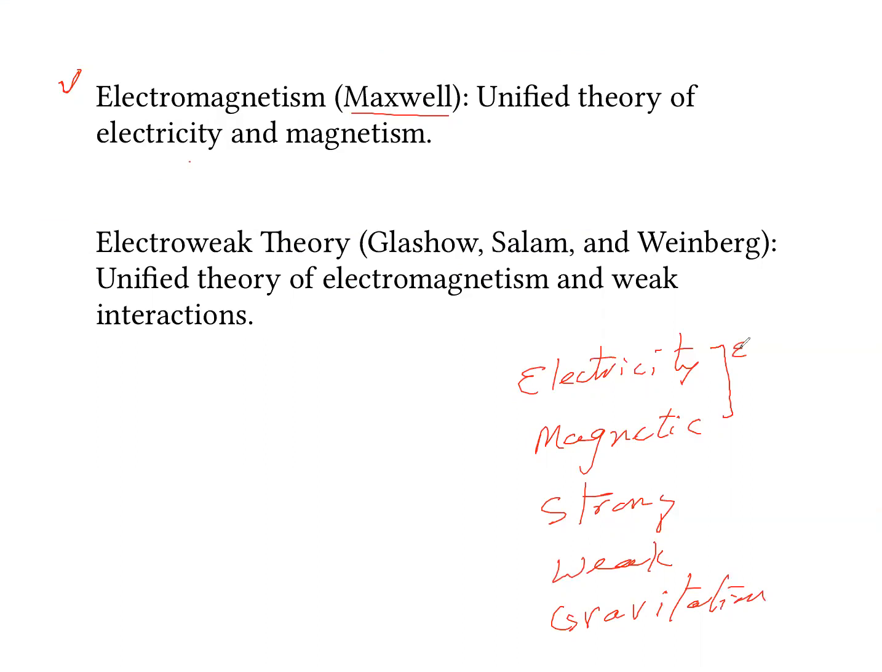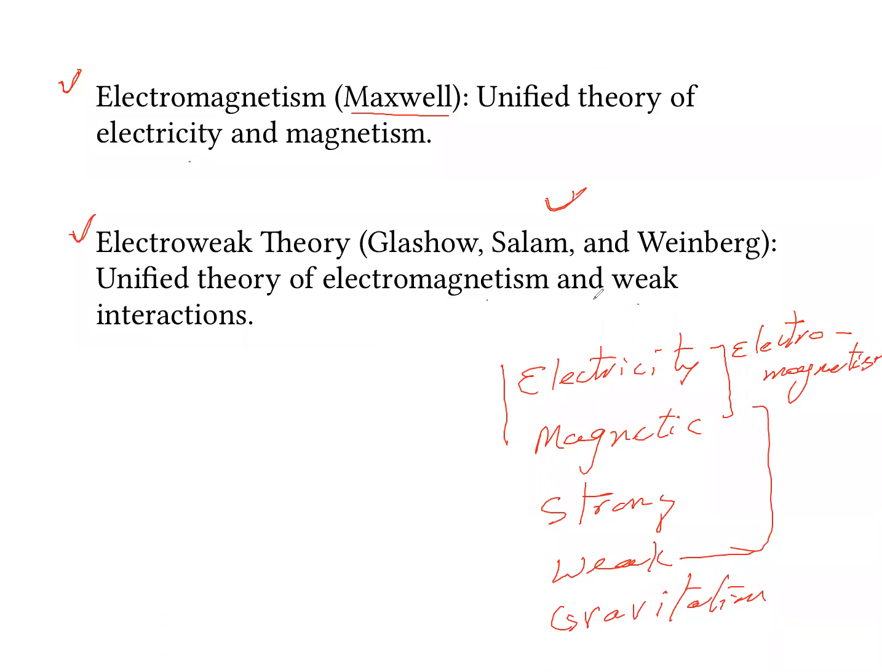Electricity and magnetism are combined together. It is called electromagnetism, and it is given by the Maxwell equations. So this becomes one. Now, electromagnetism and the weak force are combined together. That is called electro-weak theory, and that is because of Glashow, Salam, and Weinberg. Of course, it is the combination of electromagnetism and weak.